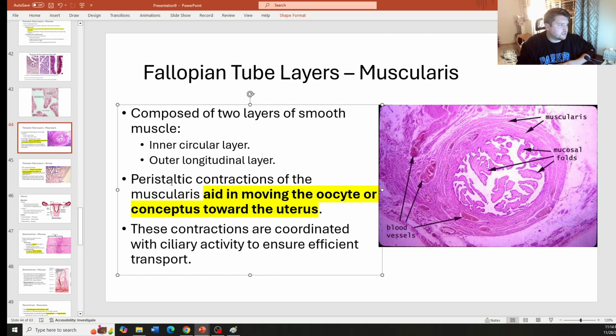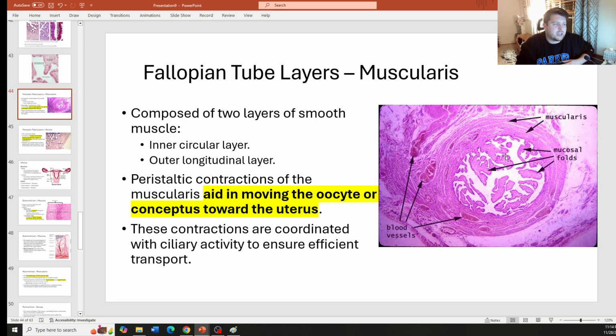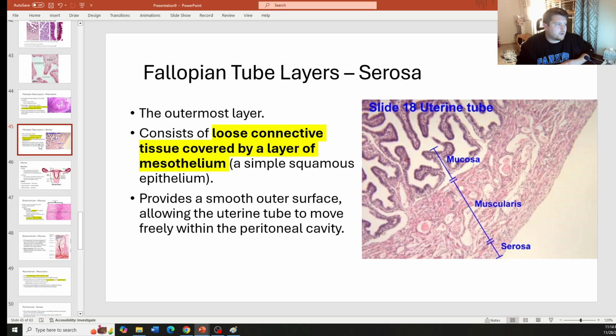This also helps. The cilia are doing their swooshing, but the muscles also contract and do a little bit of peristalsis, like we talked about with the GI tract, where it squeezes and pushes along. The muscularis layer of the fallopian tube does the same thing. It squeezes and helps move the oocyte towards the uterus. Finally, the serosa is just the loose connective tissue covered by a layer of mesothelium on the very outside to provide a nice smooth layer so that the uterine tube can move nicely within the whole cavity, and it can be protected on the outside.